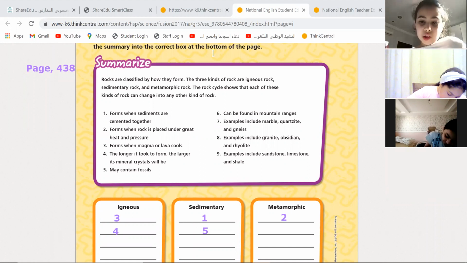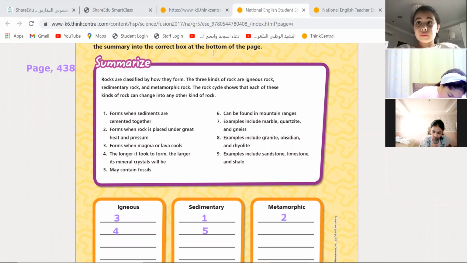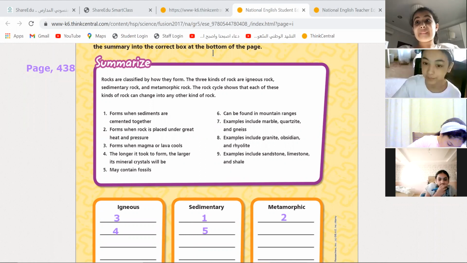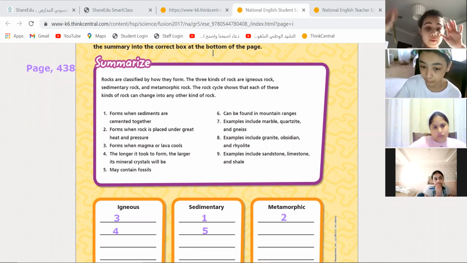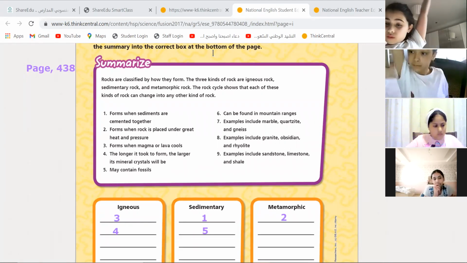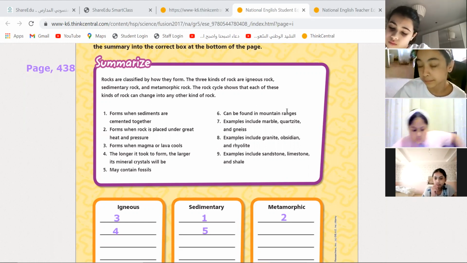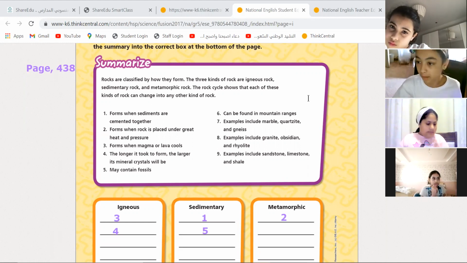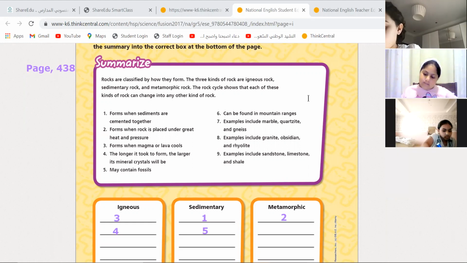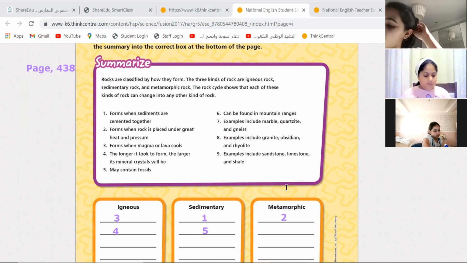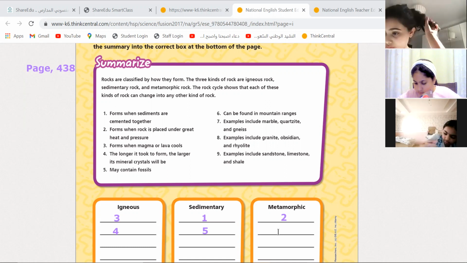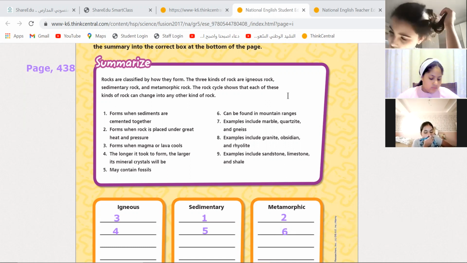Should I call by names or are you going to raise your hand? Let's see. Judy, will you answer, please? Okay, Judy, I want you to read number six. Can be found in mountain ranges. So if these rocks can be found in mountain ranges, what do you think it is? Is it igneous, sedimentary, or metamorphic? Metamorphic. Excellent. Do you know why? Because in mountain ranges they have changed a lot to reach there. So metamorphic is about change. Thank you very much.